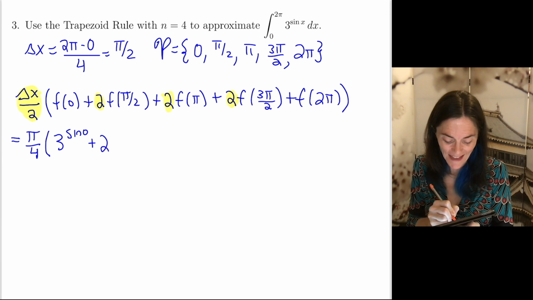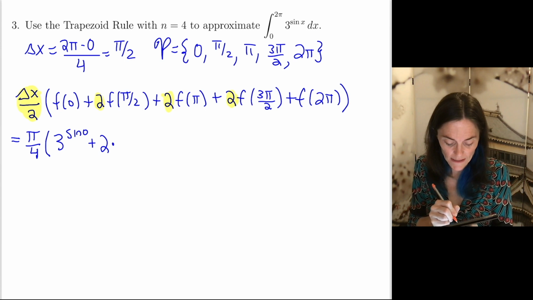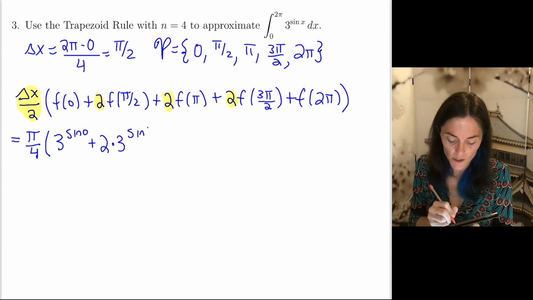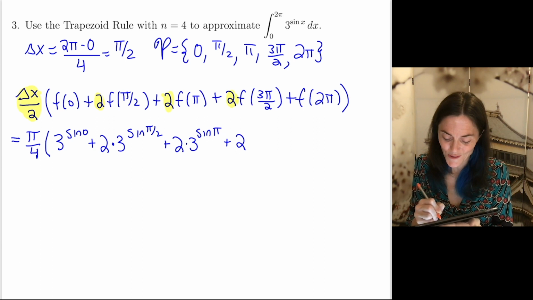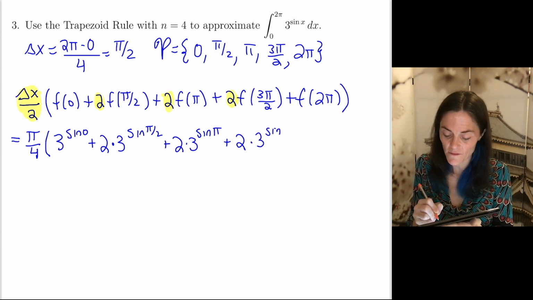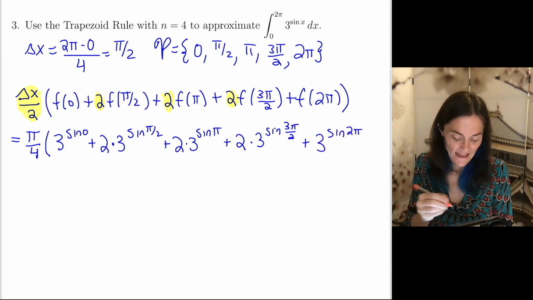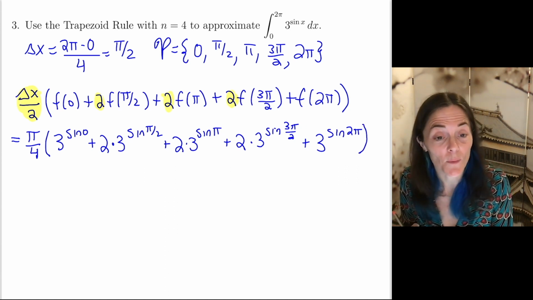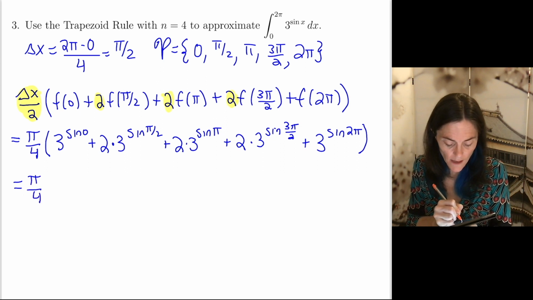Maybe I'll take this step and write this with the sines, and then I will actually evaluate all of this. Then we have 2 times 3 to the sine pi over 2. And then 2 times 3 to the sine of pi. We have 2 times 3 to the sine of 3 pi over 2. And finally, we have 3 to the sine of 2 pi. Now, just like I was saying when I started this problem, we can do this by hand. We can evaluate the sine at all of these values.